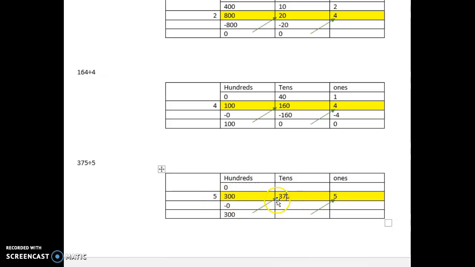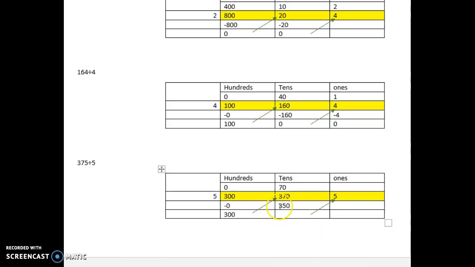I need to count by 5s and see how close I can get to 37. 5, 10, 15, 20, 25, 30, 35, 40. 40 is too big, so I have to go back to 35. And if I count, I'm going to get 7. But 7 times 5 is 35. So 70 times 5 is not 370, but 350.